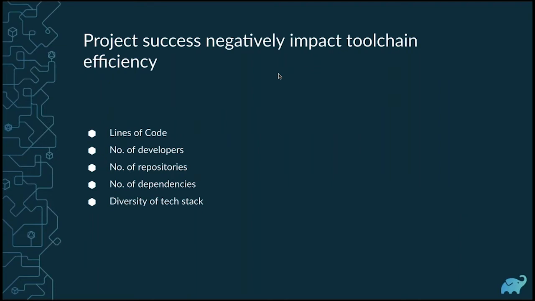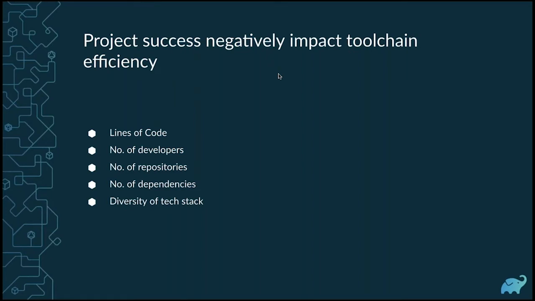And so what can we do about this to change that? One thing that is very important to keep in mind: as your project is getting successful, it severely puts pressure on the tool chain. Lines of code, number of developers, number of repositories, number of dependencies, the diversity of your tech stack is all growing, often exponentially. And if you don't take active measures to make your toolchain efficiency scale with that, it will collapse.